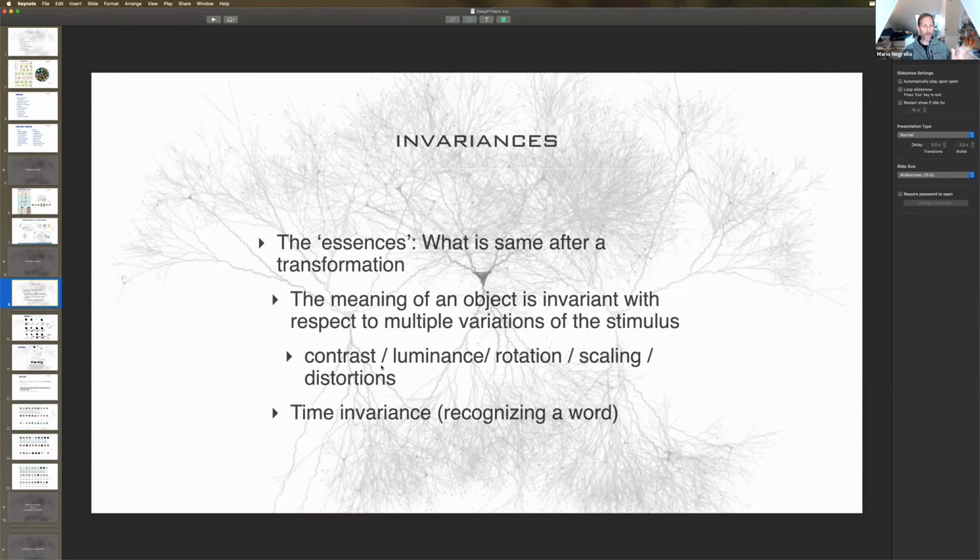So trivial low-level examples would be contrast, luminance, rotation, scaling, and some distortions. But we can also talk about time invariance. You recognize a word the same way across time, mostly, unless someone told you to think about something else when you think about that word.